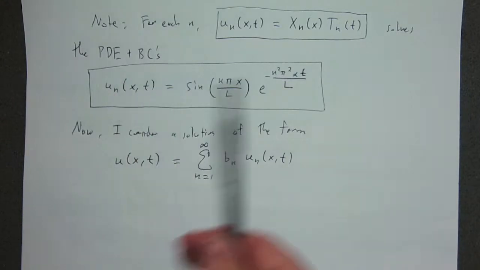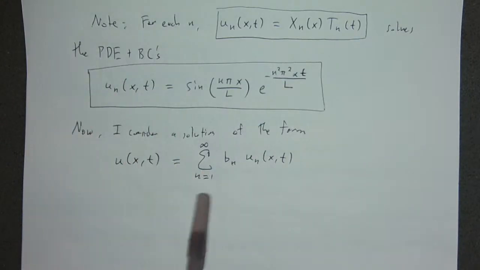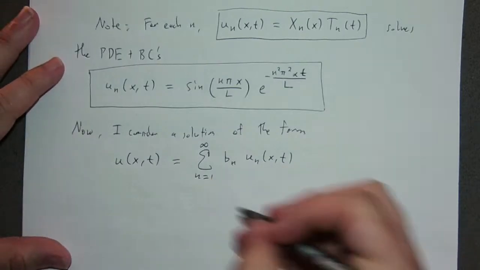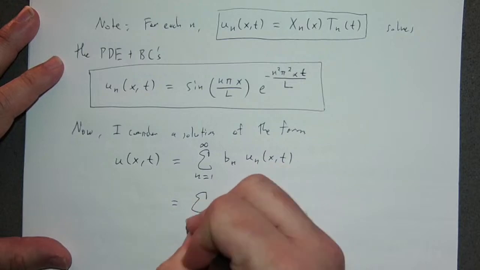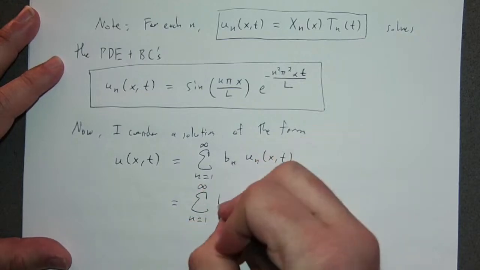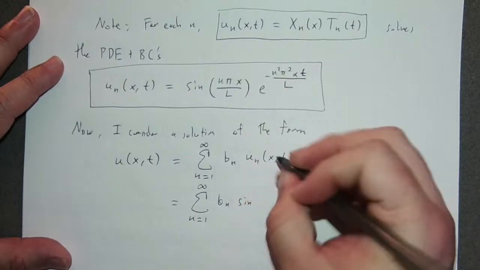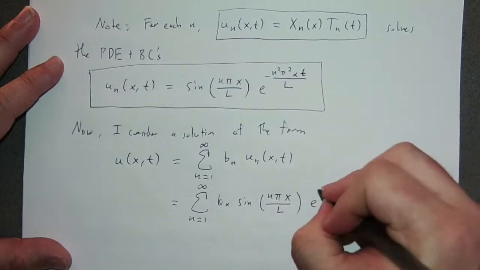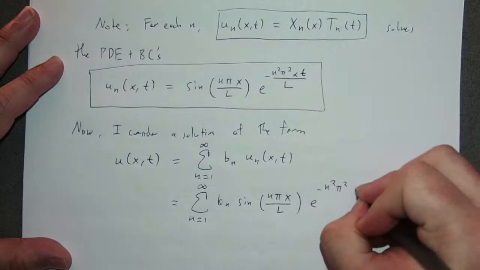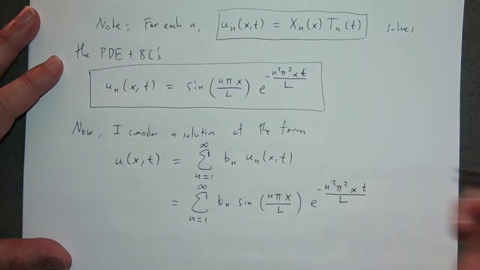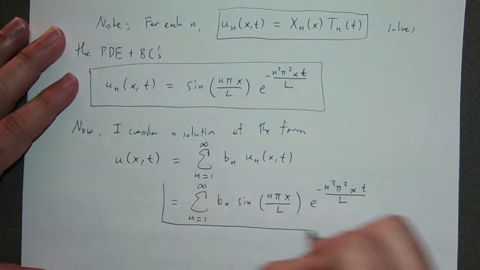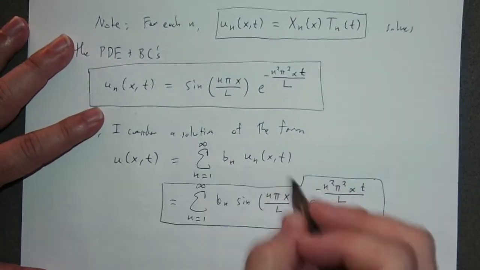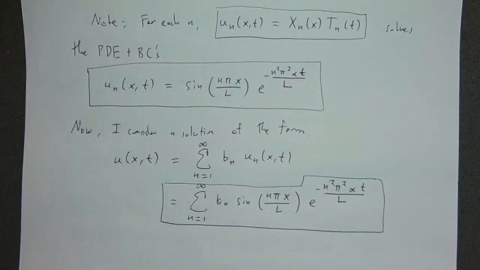Of course, for a finite sum, this is going to solve the PDE plus boundary condition. So the question is, is this also going to be true for an infinite sum? And the answer is yes. In this case, it absolutely is. If I write out what this is, the sum from n equals 1 to infinity of b sub n times sine of n pi x over L times e to the minus n squared pi squared alpha t over L. And I claim that this is my solution for some b sub n that works.